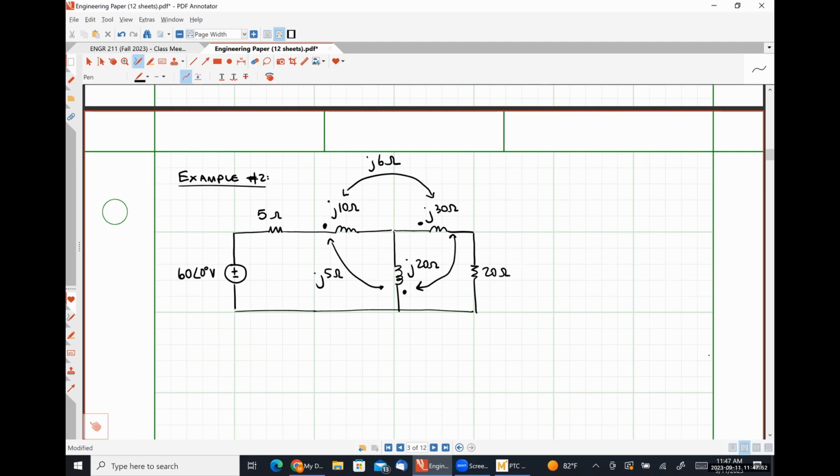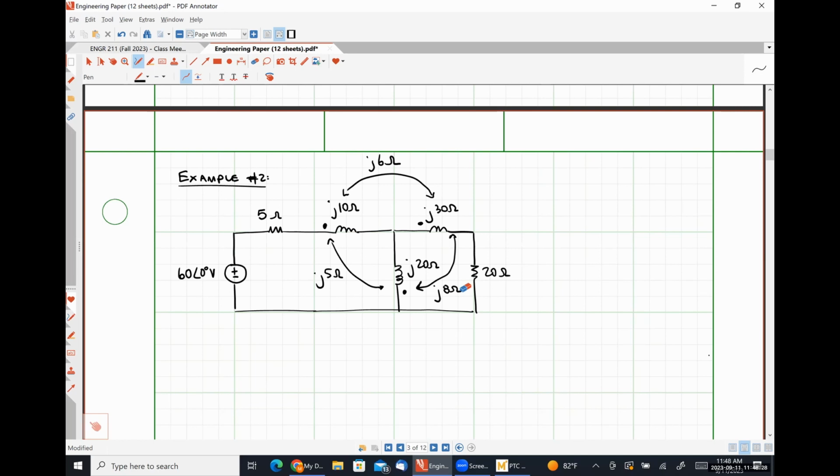And these two coils... things going on here, but we can still use those simple rules that we developed earlier, figure out what our induced voltages are. So I'm going to consider the J10 ohm coil to be coil 1, the 20 ohm coil to be coil 2, and the 30 ohm coil to be coil 3.